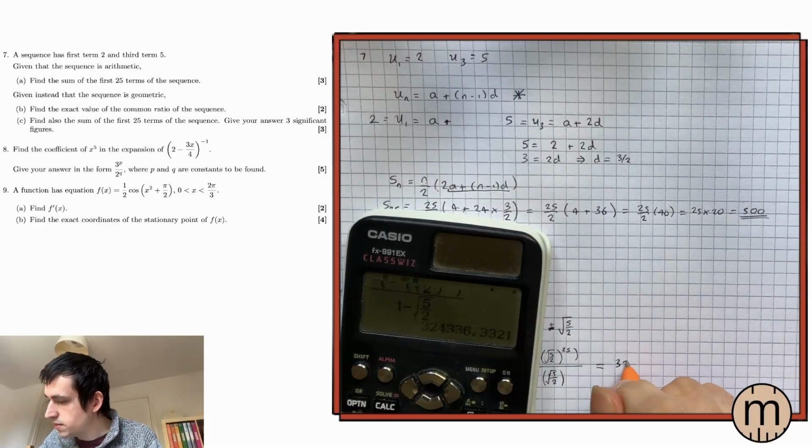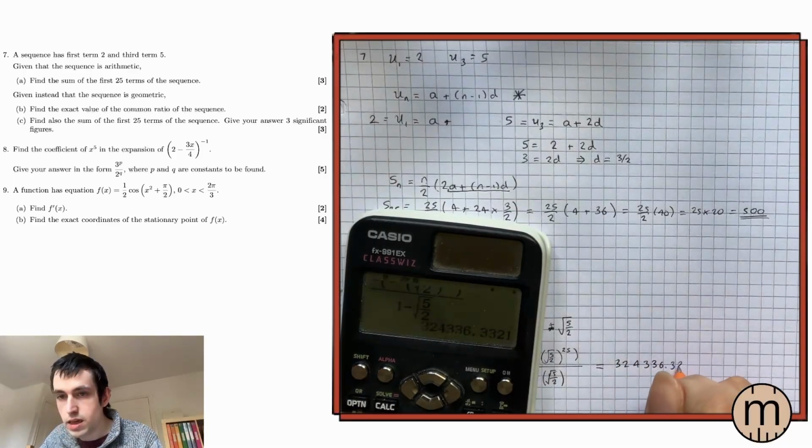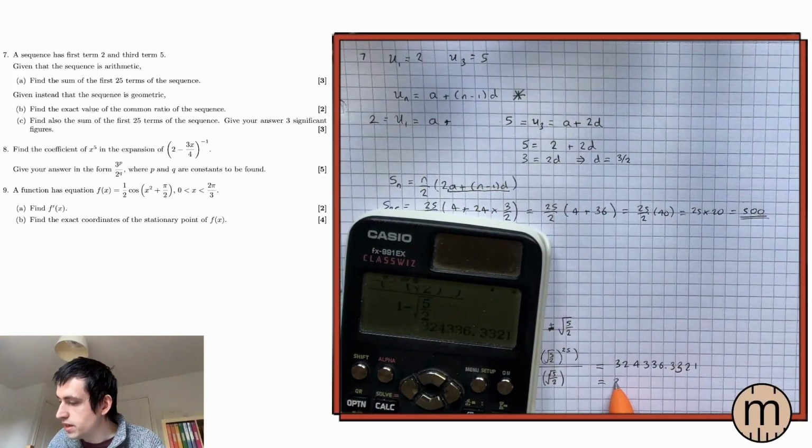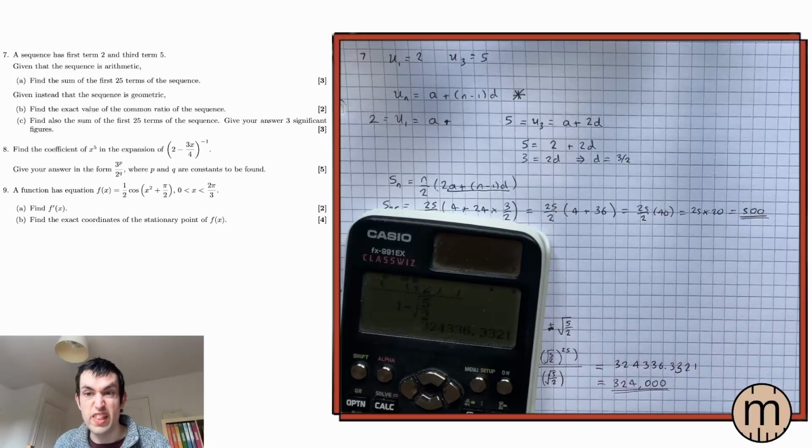So we get this massive number, 3321. And if we round it to 3 significant figures, then we'll get 324,000. Wow.